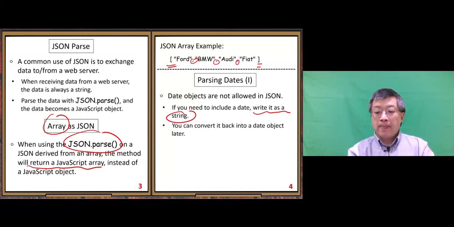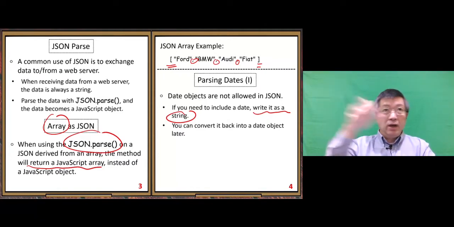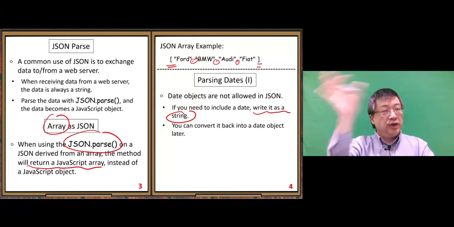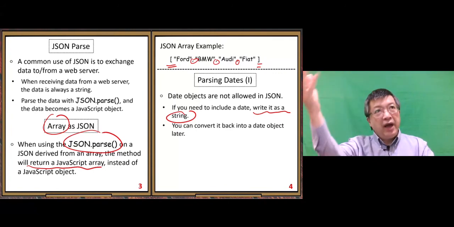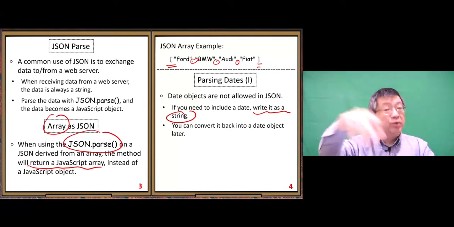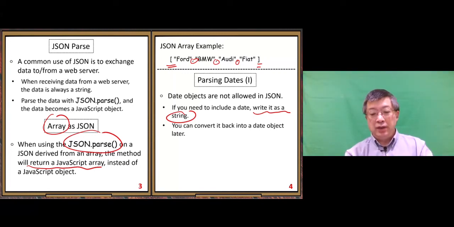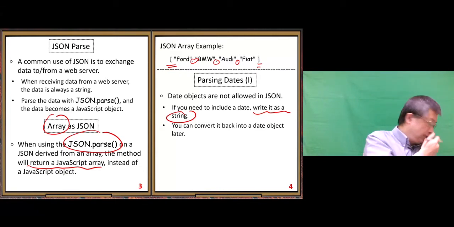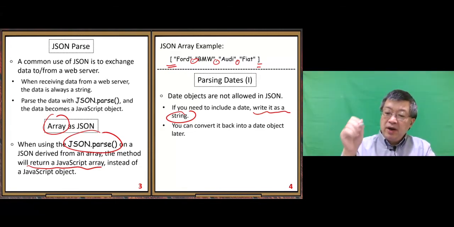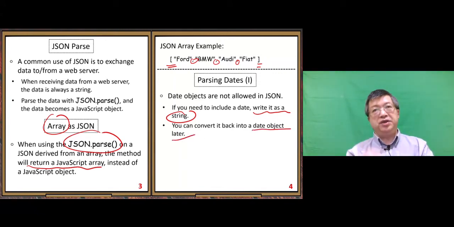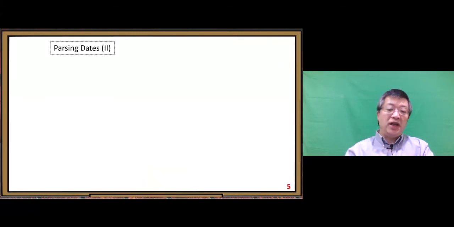When you convert to a string, you can do the transmission and exchanging. But at the end, when you need to use it, you need to recover the original date object format. So you need to convert it back into the date object when you need to use it. So let's look at an example.